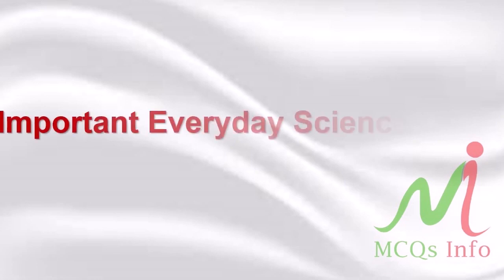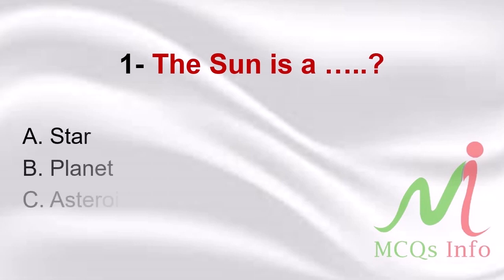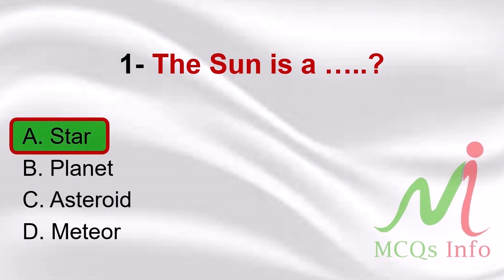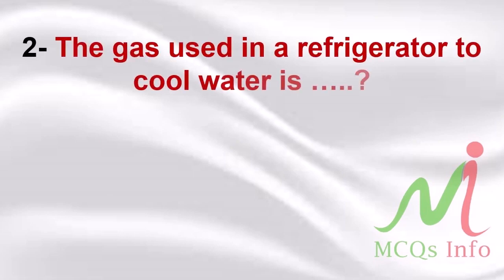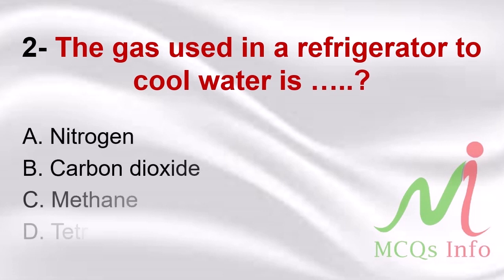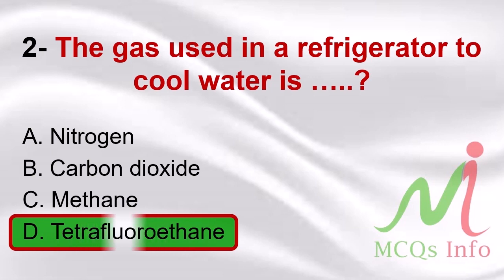Important Everyday Science MCQs. The Sun is A star, B planet, C asteroid, D a meteor. Correct option is A star. The gas used in a refrigerator to cool water is A nitrogen, B carbon dioxide, C methane, D tetrafluoroethane. Correct option is D tetrafluoroethane.